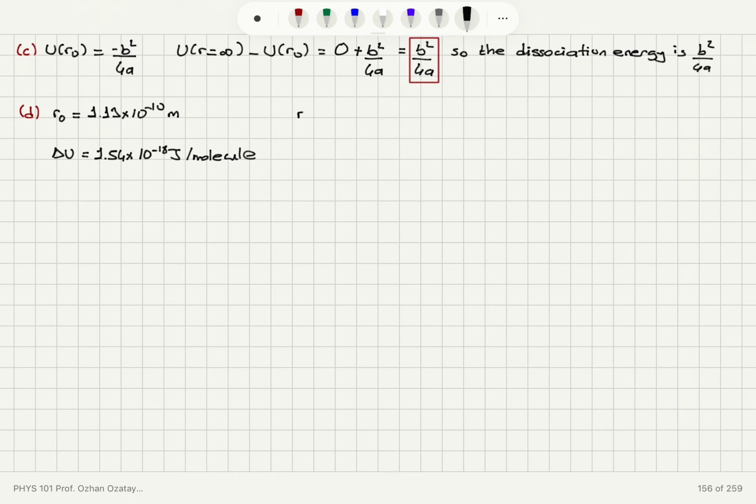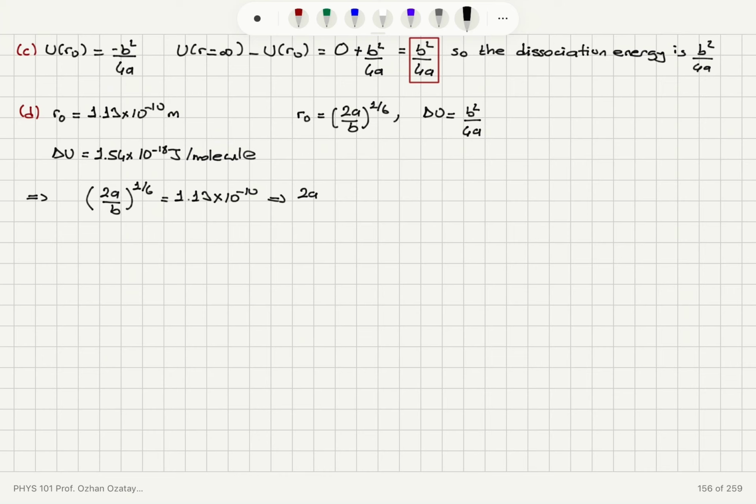And we have the equilibrium distance between molecules, (2a over b) to the power 1 over 6, and the dissociation energy is b squared over 4a. So when we plug in the numbers here, the equilibrium distance (2a over b) to the power 1 over 6 should be 1.13 times 10 to the minus 10 meters.